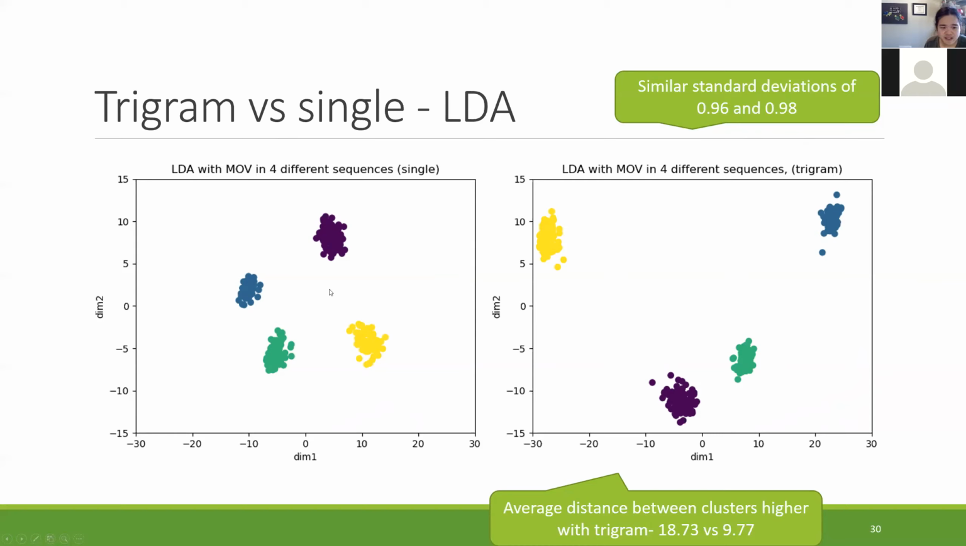The standard deviation of both graphs is the same between the clusters, but the distance between the clusters using the trigram approach is much higher. You want the clusters to be far away. Once you have clusters farther away in classification, it's harder for someone to misclassify, right? It's harder to misclassify than when they're closer together.